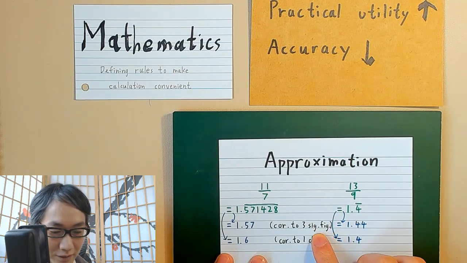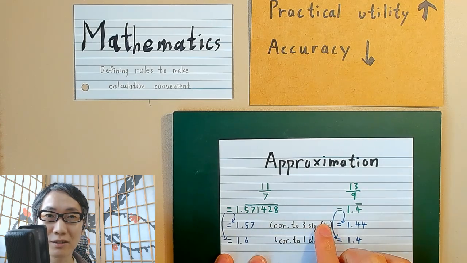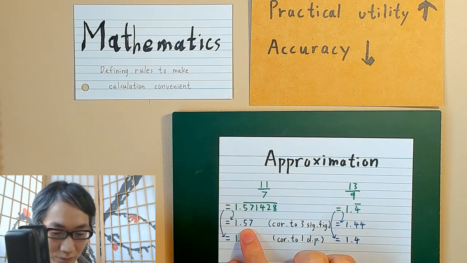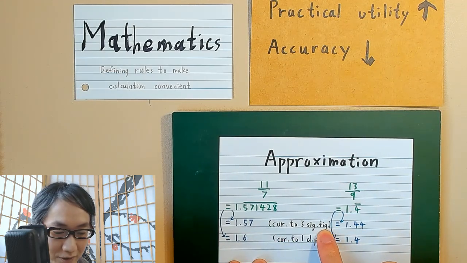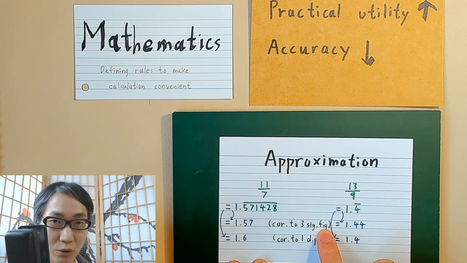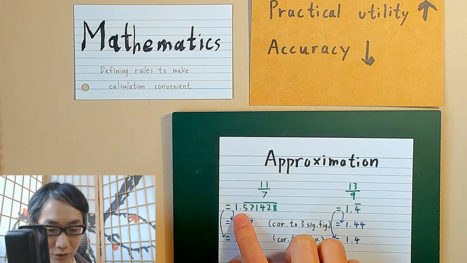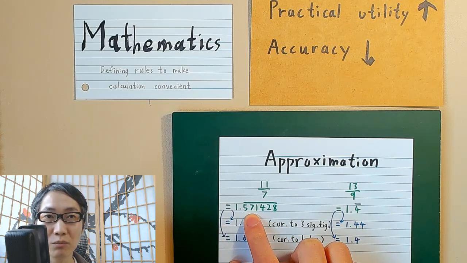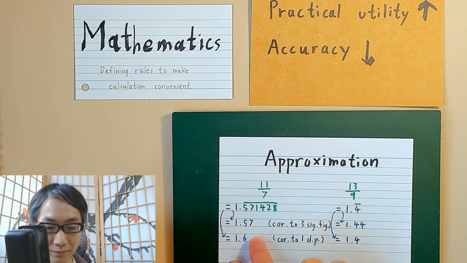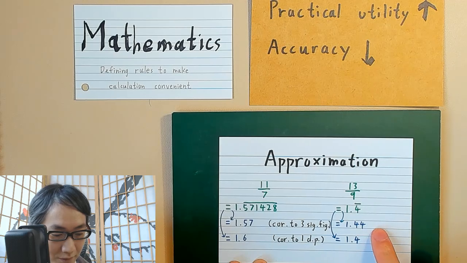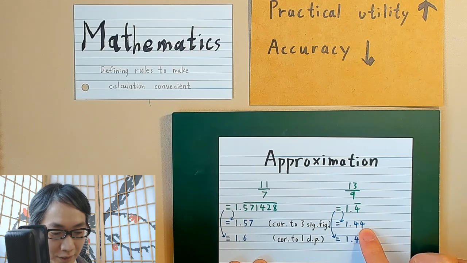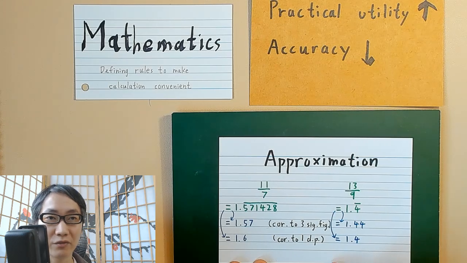So we can either correct this to 3 significant figures or correct it to 1 decimal place. 3 significant figures means we are only keeping the 3 most significant figures. In here, the first 3 will be the most significant because it represents the most of the value of this number. And these are the 3 significant figures. This 1.444444 recurring, and then we're only keeping 2 of the 4s. Including the 1, there will be 3 significant figures.